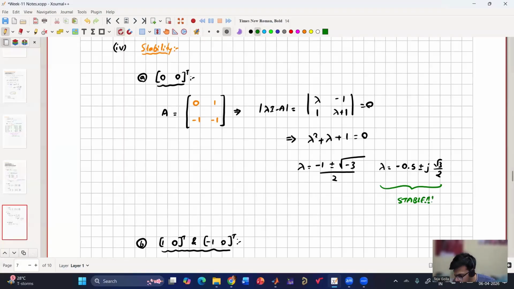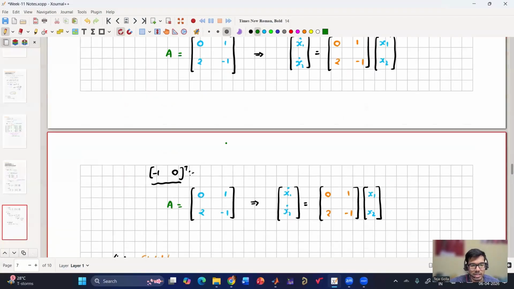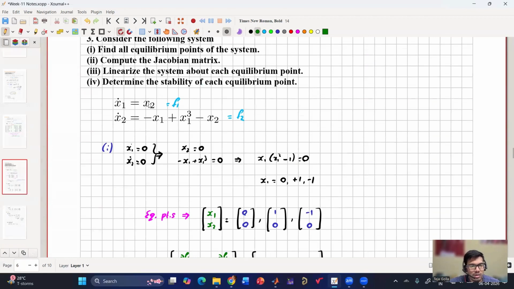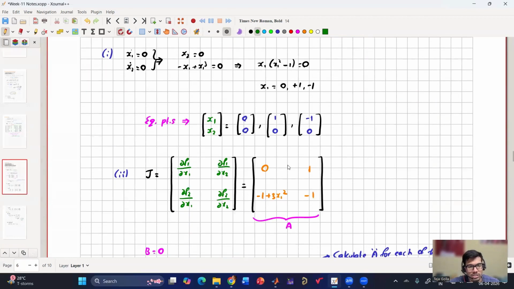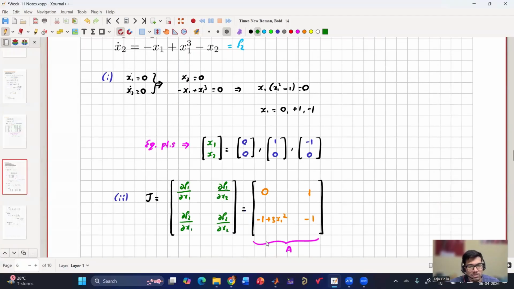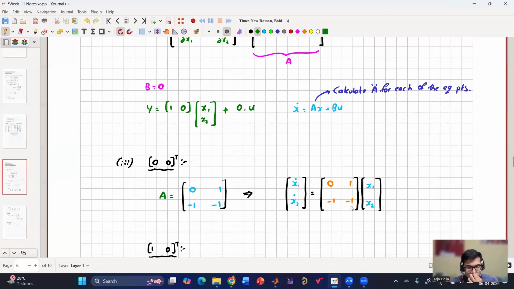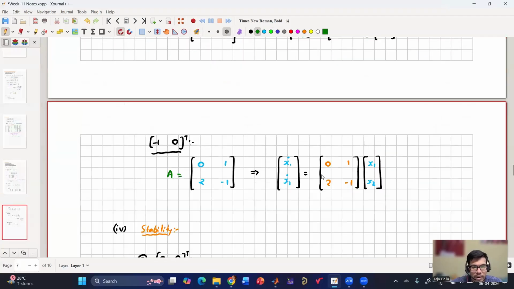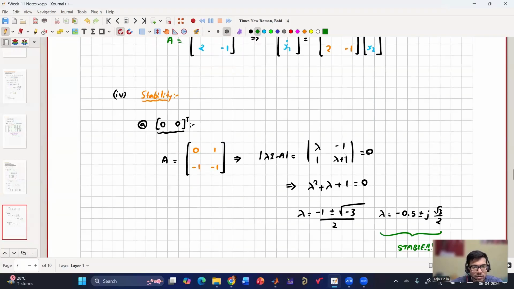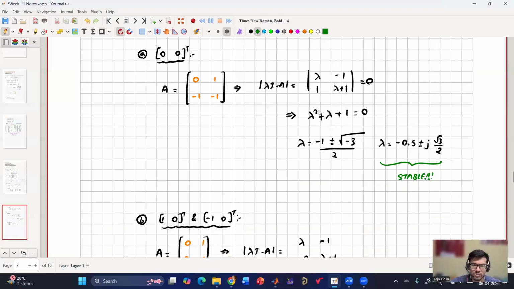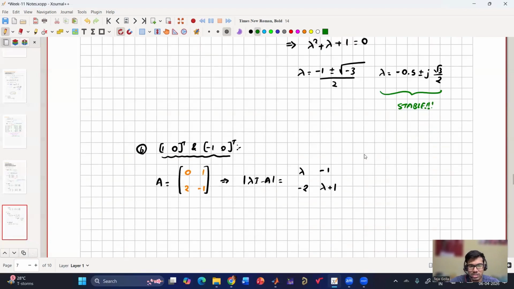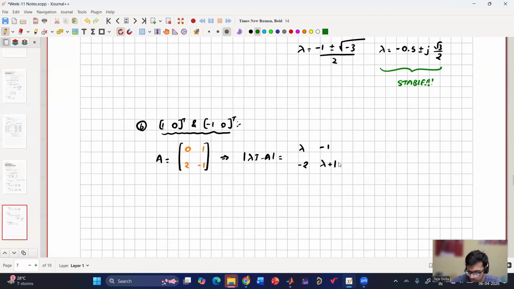So let us do it once more, cross check so that we will not make any mistakes. So it is x2 means 0 and 1. This is minus 1 plus 3x1 square and minus 1. So 0, 1, minus 1 are common. And if this is 0, this will be minus 1. So lambda becomes lambda plus 1. So lambda square plus lambda plus 1. So it is minus 0.5 real part. So it is in the LHP side. So it is stable.